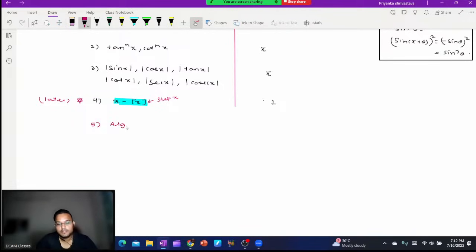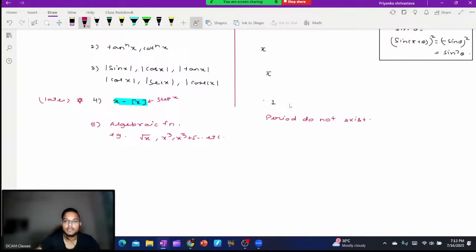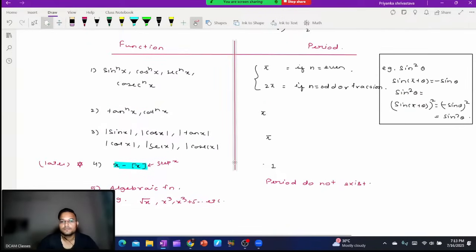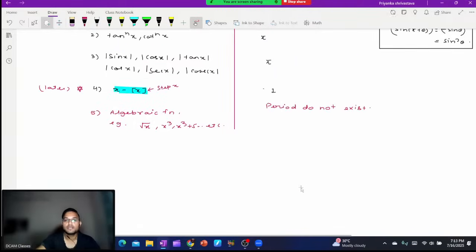For algebraic functions, for example root x, x cube plus 5, etc., period does not exist. So that's why I said it's not that every function will have a period. Only a few functions are there for which a period will be there. You have to remember this one. Now see, now how to calculate the period of a function.